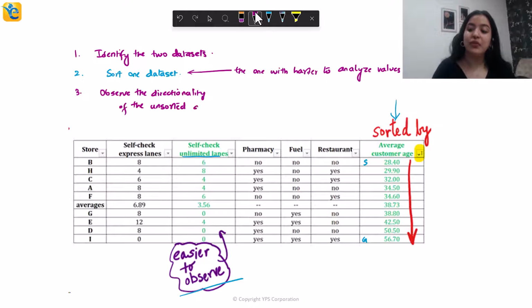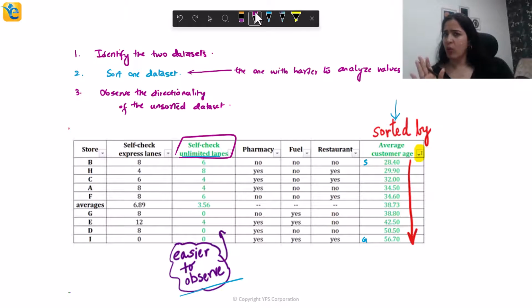Now, when we really look at that, what do we observe? Should I look at every single data point in this self-check unlimited column? No. Remember the approach we built: we split this entire set, all of the values in this column, into two halves, where you make the cut right in the middle, approximately.